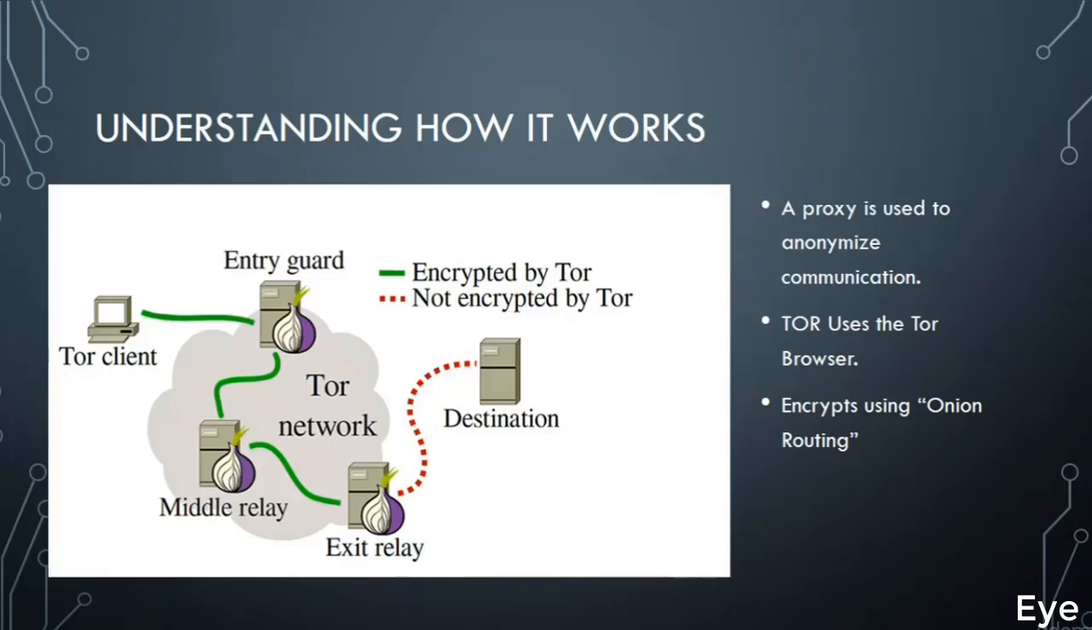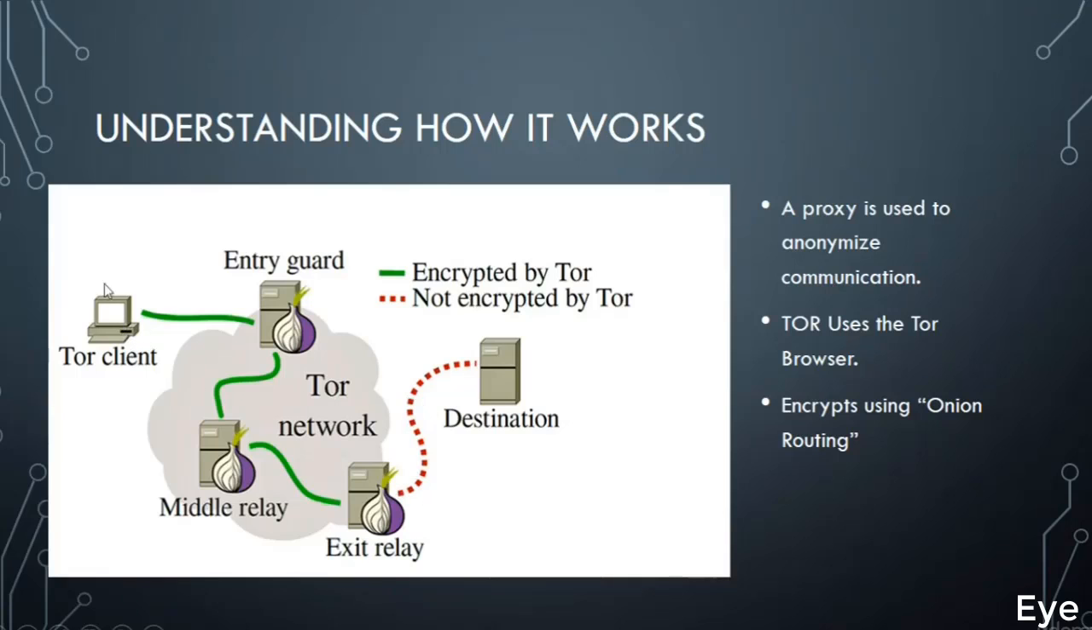Alright, so Tor, the onion router, uses the Tor browser, which as I said is the tool that we're going to be using to browse the deep web or the dark net. It encrypts data using the onion routing system, which is basically a layer of proxies that will shield your traffic as you're browsing the deep web or dark net.